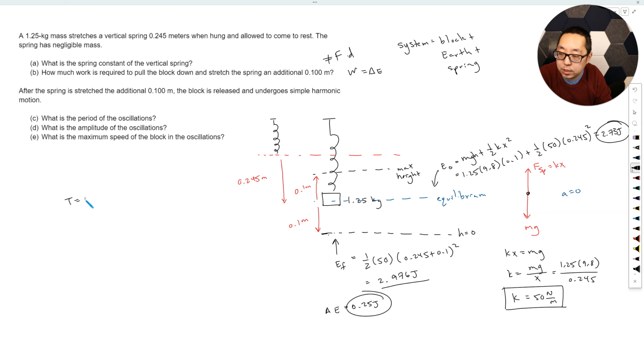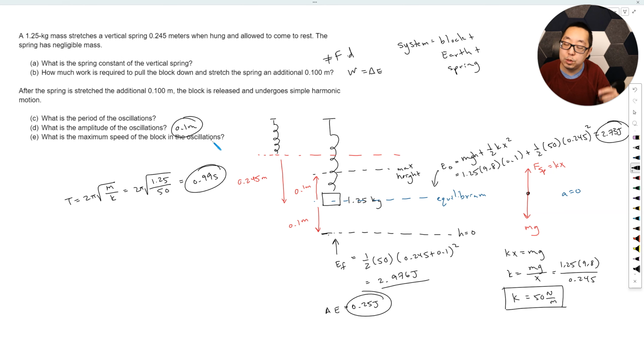What is the period of the oscillation? Period is 2 pi root m over k, which is 2 pi root. What's the mass? 1.25, and then the k is 50. So the period, we just use that formula, and I get 0.99 seconds. What is the amplitude of the oscillations? Amplitude is 0.1 meters. So this is 0.1 meters.